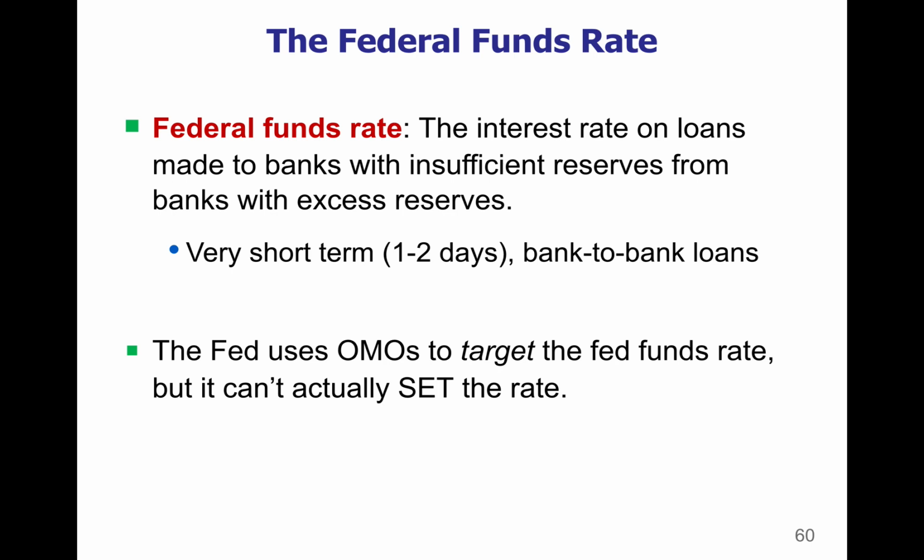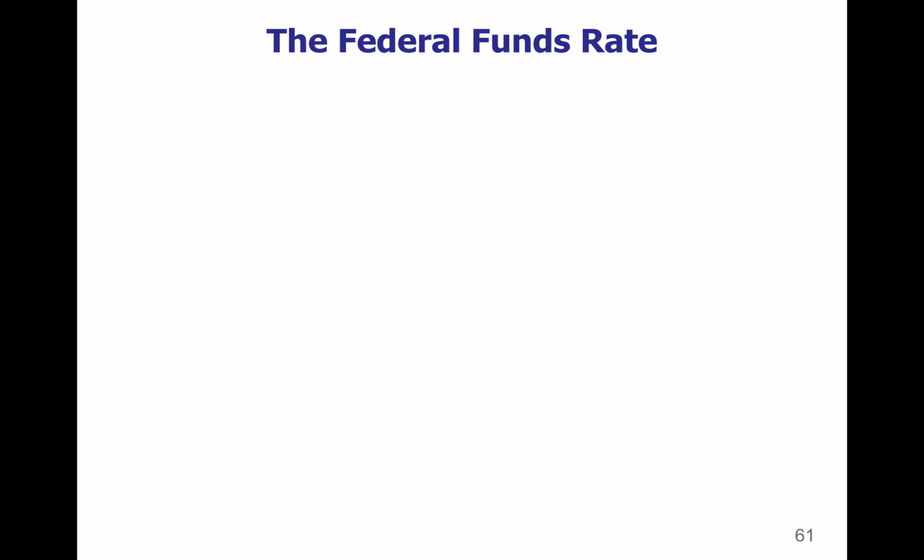The Federal Reserve uses open market operations, which is the buying and selling of federal government U.S. bonds, to target the federal funds rate in the open market. The Federal Reserve or the central bank can't actually set the federal funds rate. It's a free market, so there's supply and demand.